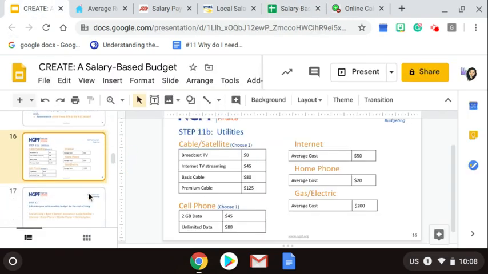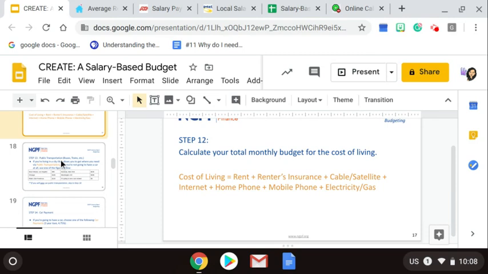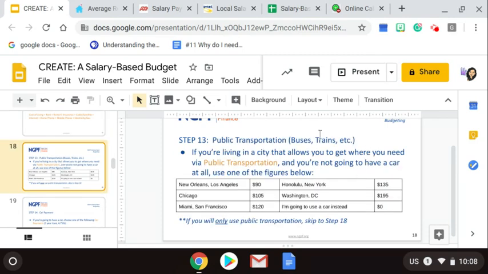Step 13. Oh, wait, step 12. Calculate your monthly living expenses. I did that for you. Then step 13, now we're going to see public transportation. In LA it's $90. I honestly do not want to see anyone try to say that they're going to be nurses or a professional and take public transportation, especially in LA.